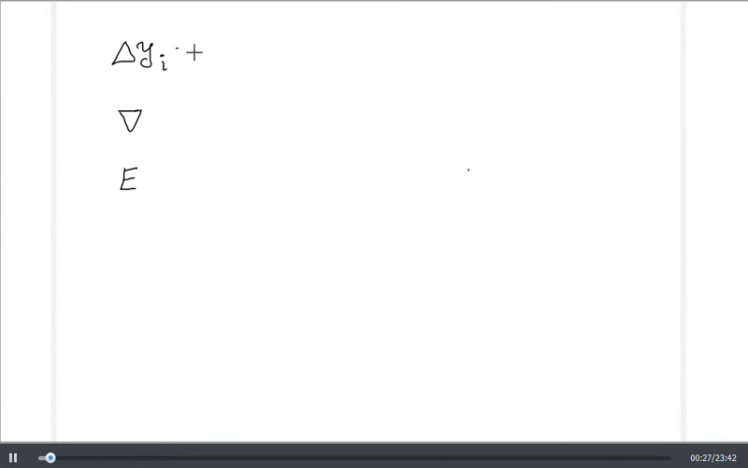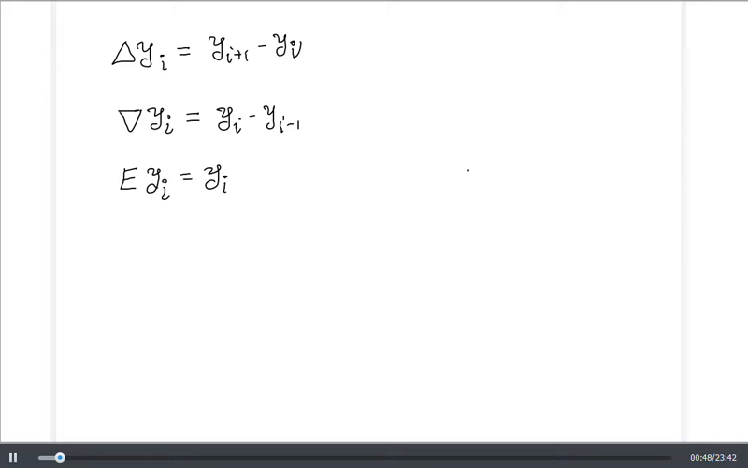Delta of yi is yi plus 1 minus yi, whereas nabla of yi is yi minus yi minus 1, and this is the shifting operator. Its job is to shift just by 1 unit. Alright, so these are the forward, backward, and shifting operators.